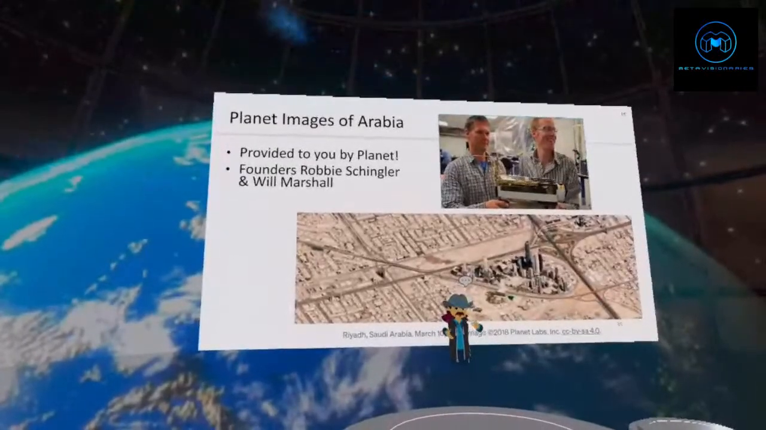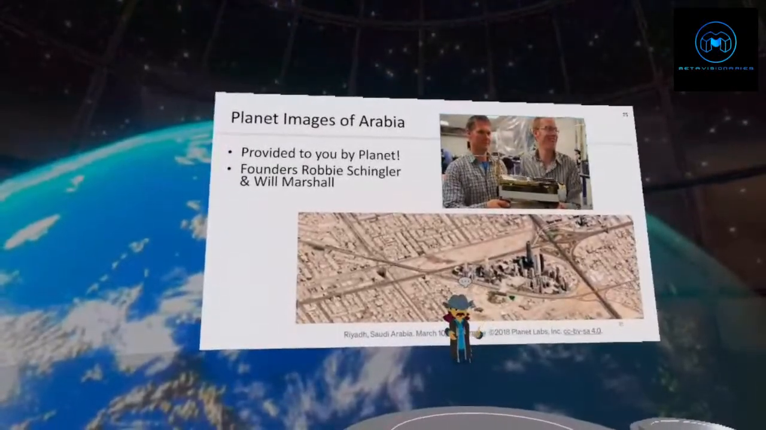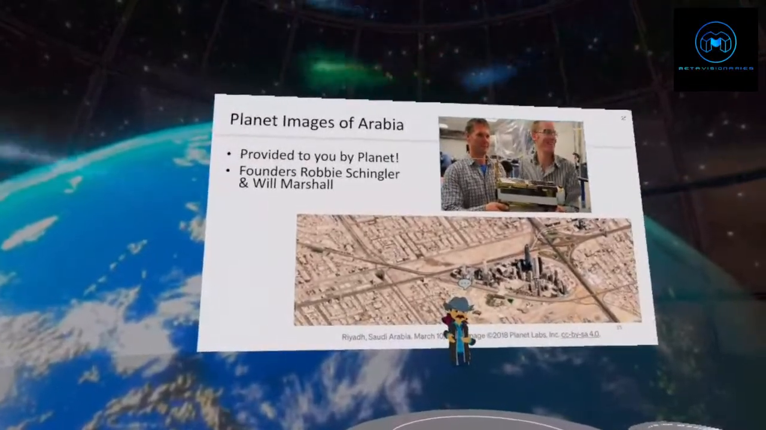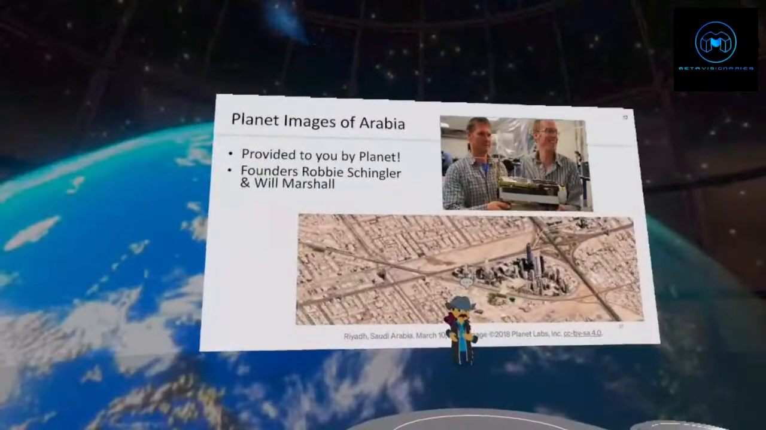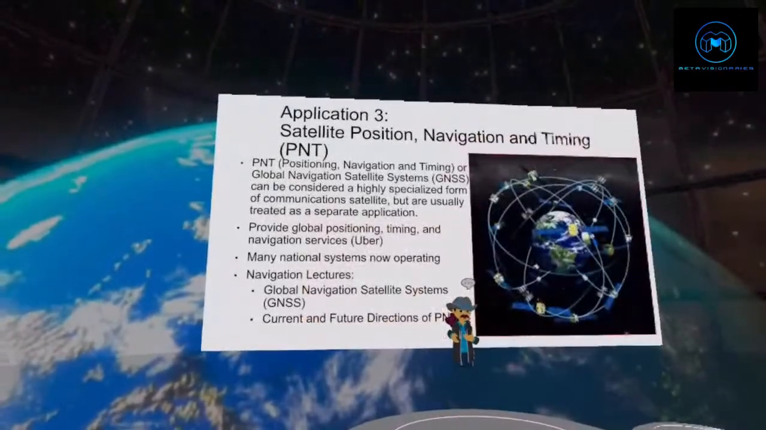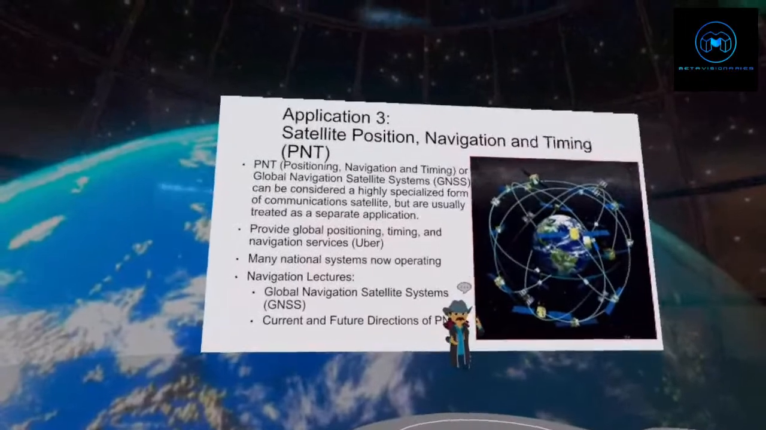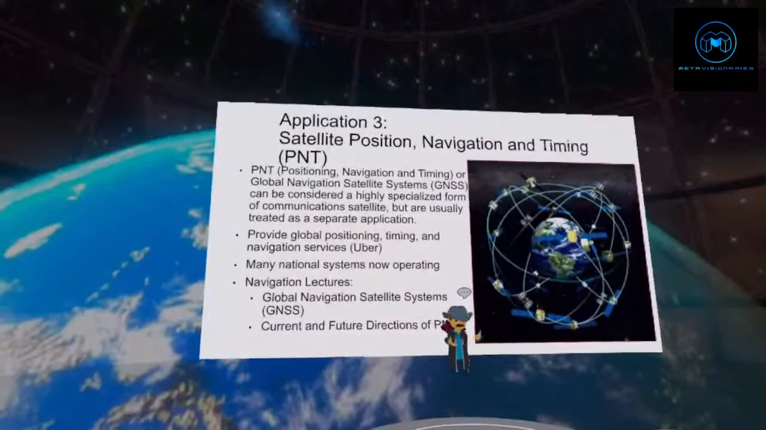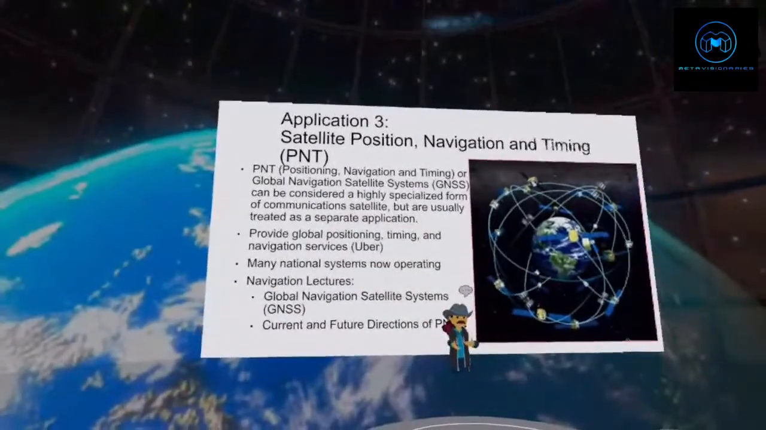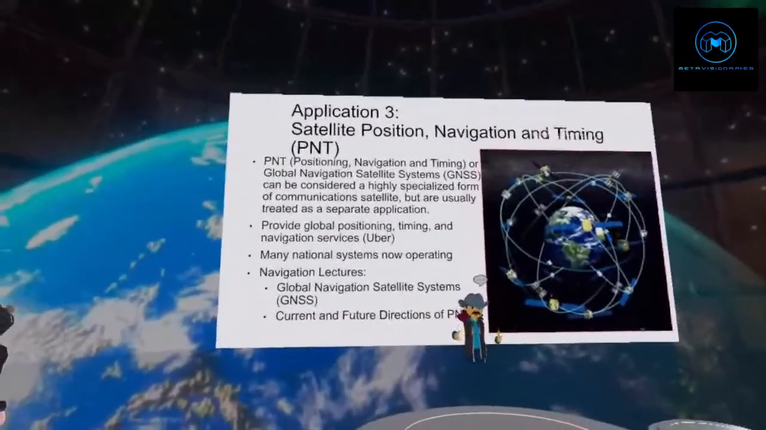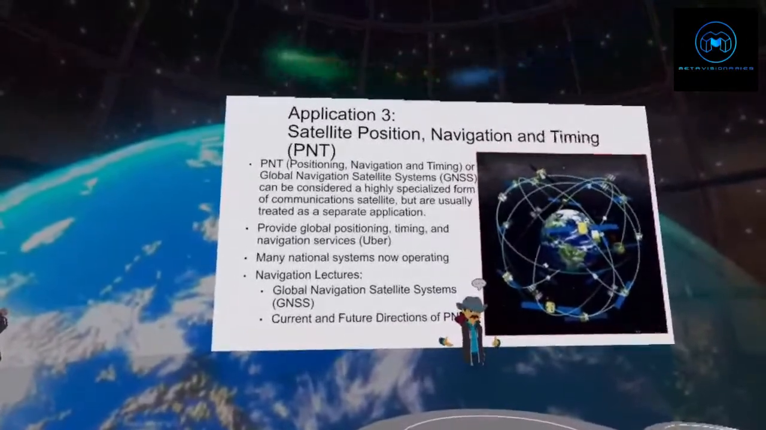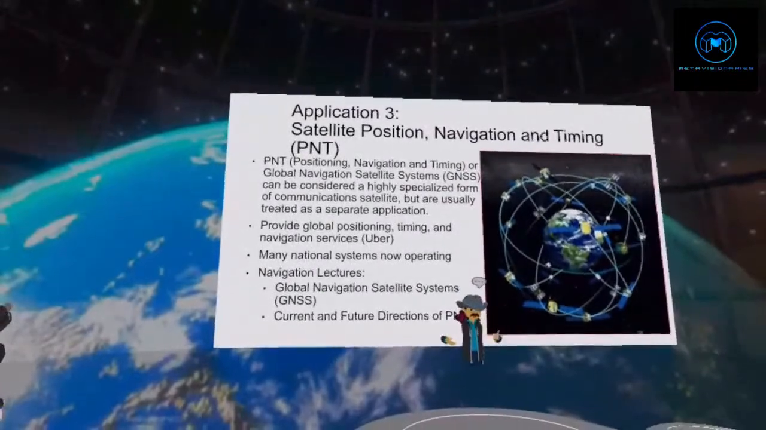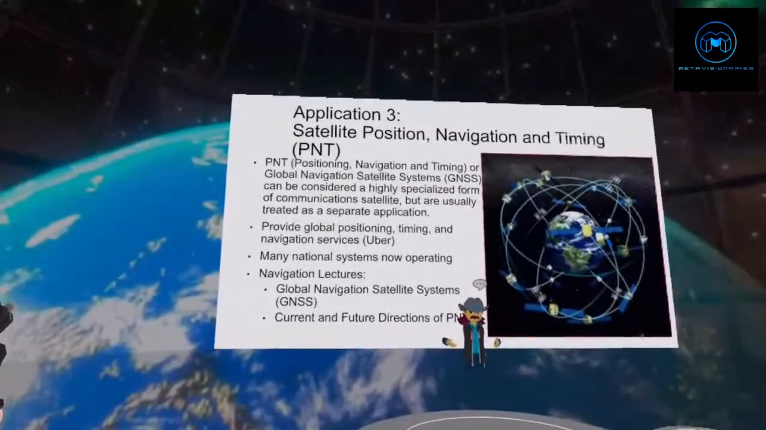And it's incredible. They have completely revolutionized how we do space remote sensing and operate the largest fleet of satellites in remote sensing today. Our third application, the third piece of commercial space, is the most recent. It's this new domain of satellite position, navigation, and timing. We call it PNT. It's also called GNSS, or Global Navigation Satellite Systems.